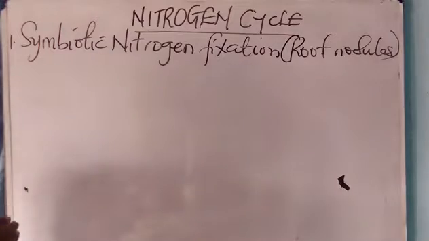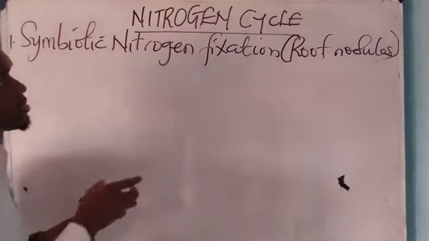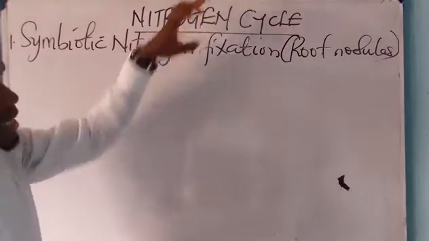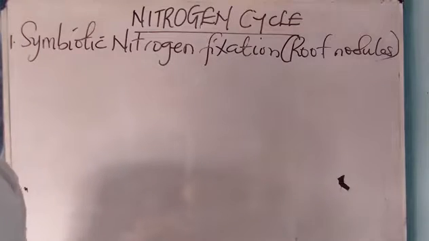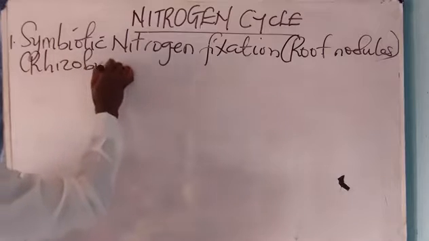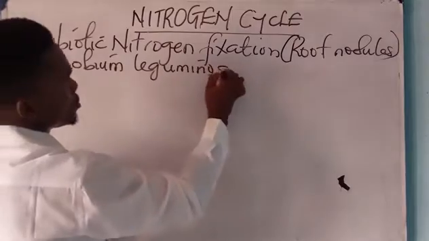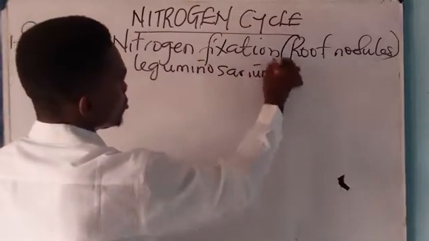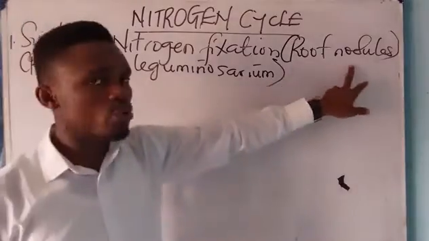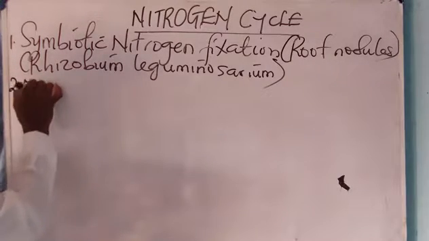What are the examples of bacteria that are symbiotic, in the sense that they have the ability to fix atmospheric nitrogen into the soil as nitrates? You have Rhizobium leguminosarum. Rhizobium leguminosarum is symbiotic and is found in the root nodules of leguminous plants. Take note of that. Number 2 is what?